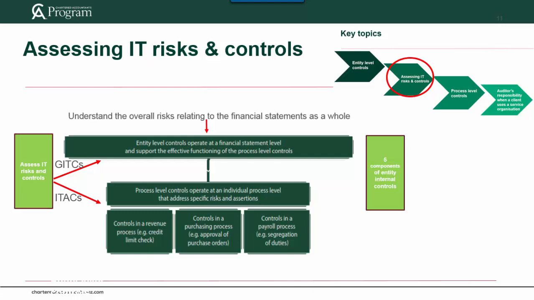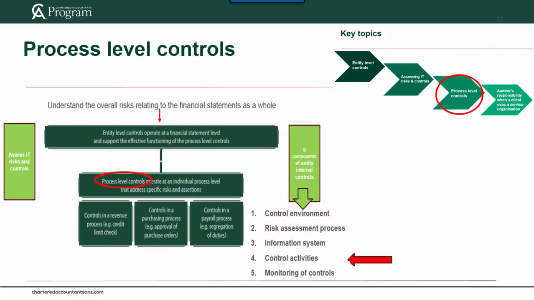If GITCs are not in place, then it may be pointless to assess ITACs, IT application controls, that is. So what's the point of checking IT controls in the sales application, for example, if changes have been made to the sales program without proper authorization? This leads us nicely into the third key topic of Unit 4, which is process level controls. And as mentioned earlier, this focuses on the control activities component.